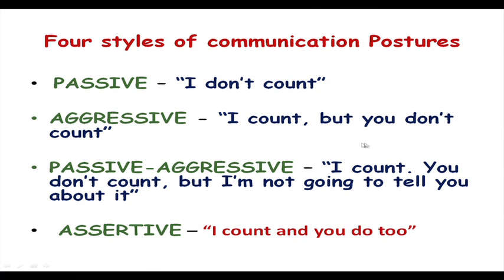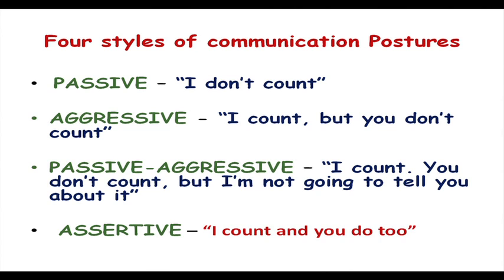One is passive: I don't count. Aggressive: I count, but you don't count. Passive aggressive, which could be a mixture of both: I count, you don't count, but I am not going to tell you about it. So, passive aggressive people are more dangerous in their way.